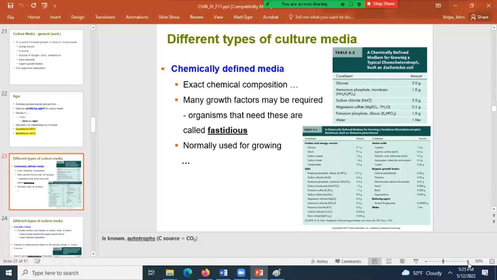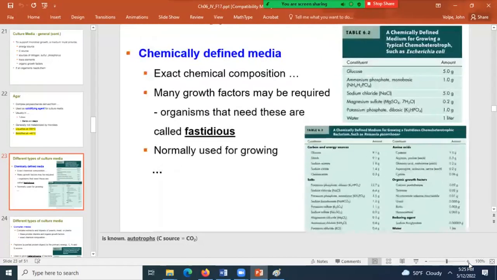A very simple chemical media is one containing glucose that supplies carbon and energy, ammonium phosphate supplying both nitrogen and phosphate, sodium chloride, magnesium sulfate, which supplies the sulfur, and then potassium phosphate, which supplies more phosphate. And then you just add water. So all of the ingredients of this media we know because it's distilled water, meaning there's no trace elements added.